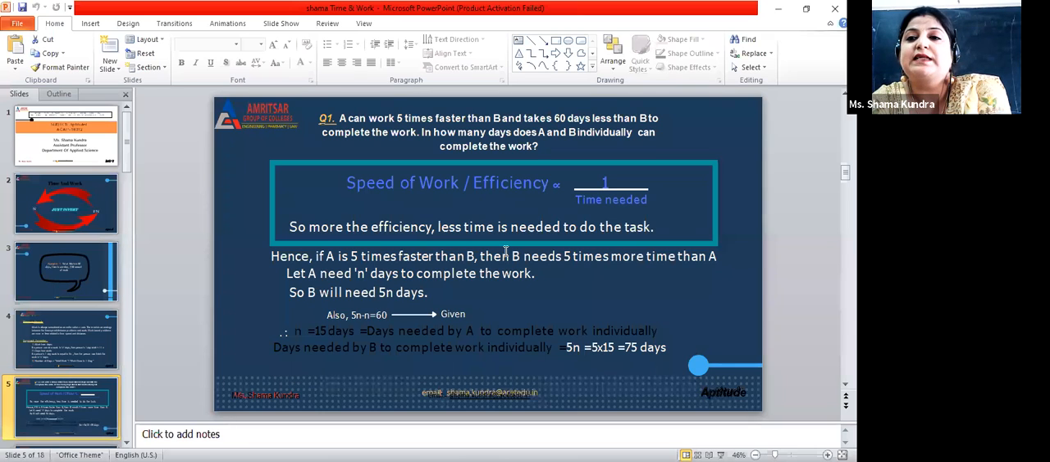Same way over here. If the time taken by B is n days, A will take n by 5 days, and that is nothing but n minus 60 as per the second condition. So what we will have over here? n minus n by 5 equals 60. Simplify it and you will get n equals 15 days needed by A to complete the work individually. And the days needed by B to complete the work will be 5 into 15, which comes out to be 75 days.